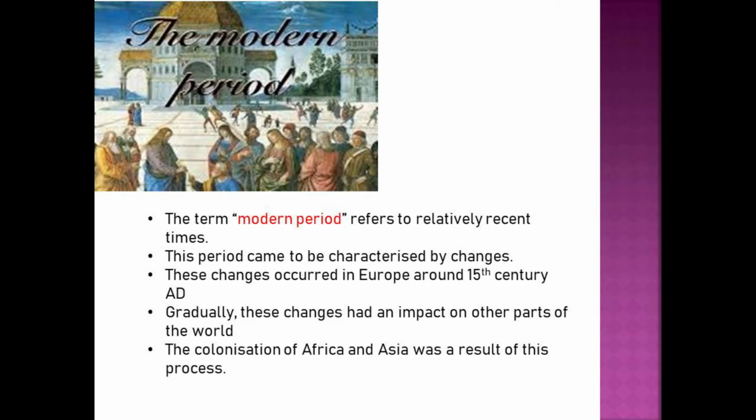They were ushered in by events such as the Renaissance, voyages of discovery, and the Industrial Revolution. Gradually, the changes in Europe had an impact on other parts of the world. Europeans' expansion into other parts of the world led to the spread of modernization. However, it was accompanied by plunder, occupation of territories, exploitation, intrigues, wars, and political subjugation. The colonization of Africa and Asia was a result of this process.